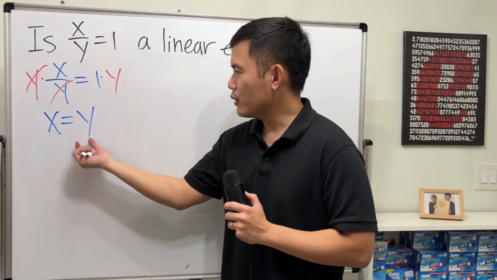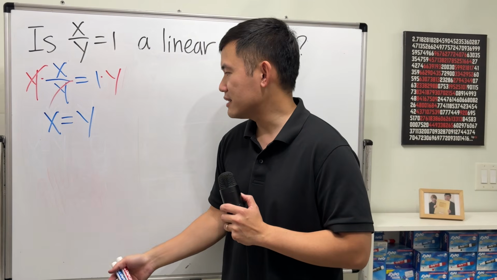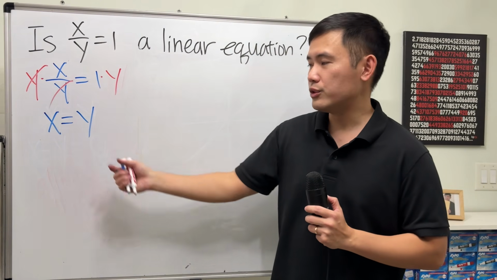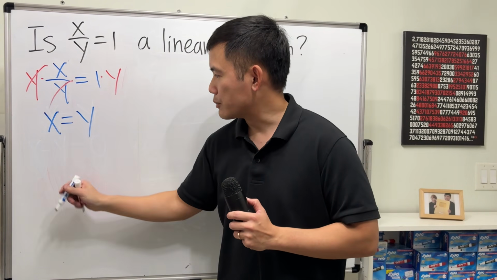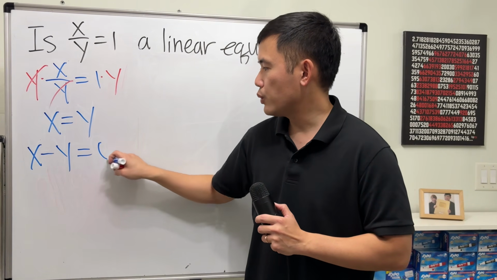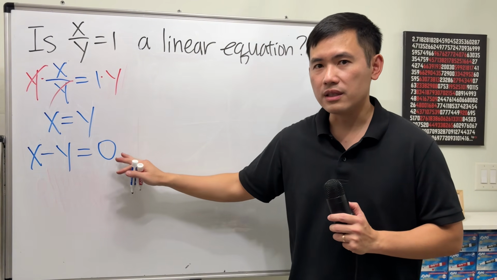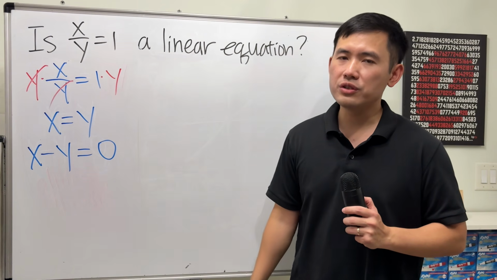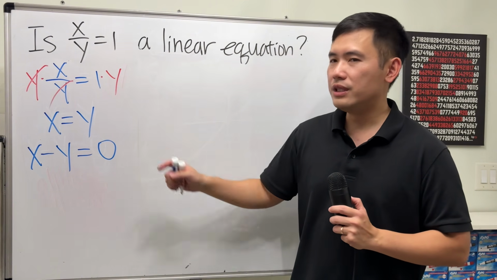And if you prefer, you can also subtract x or y to both sides. I will do it like the original post. So I will subtract y to both sides, and we get x minus y is equal to 0, which is in the standard form of a linear equation. But is this really linear?